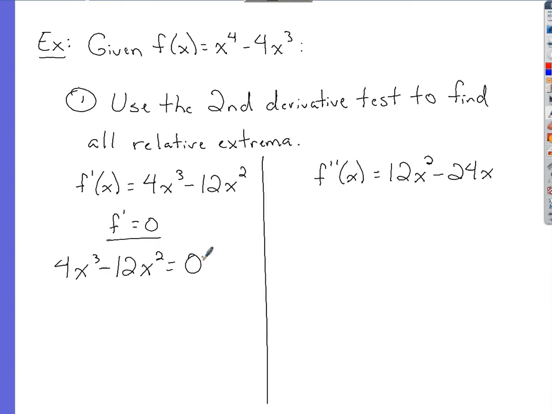looks like we can do some factoring. We could factor out a 4 and an x squared. Got x minus, that'd be 3 left. So set each factor equal to 0 and solve. 4x squared, if that equals 0, then x has to be 0. And x minus 3, set that equal to 0 and solve. x has to be 3.